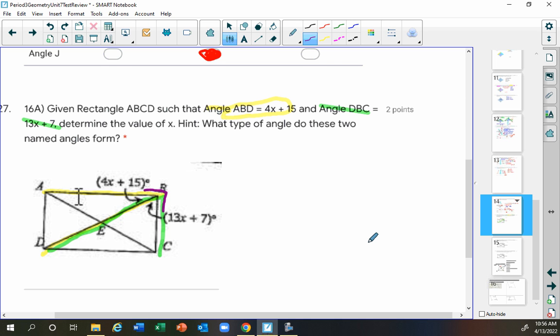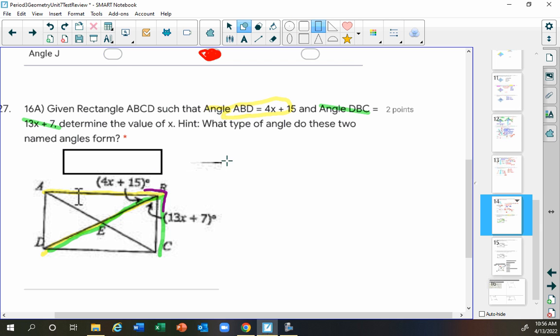Think of any rectangle. Any rectangle on a plane. It's a rectangle. What type of angle is that formed right there? Right angle. Yeah. That forms a right angle.